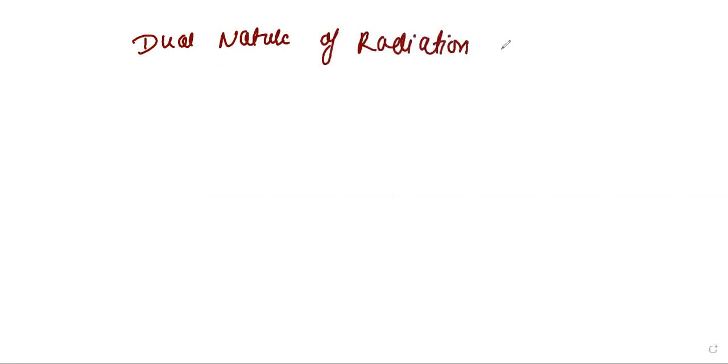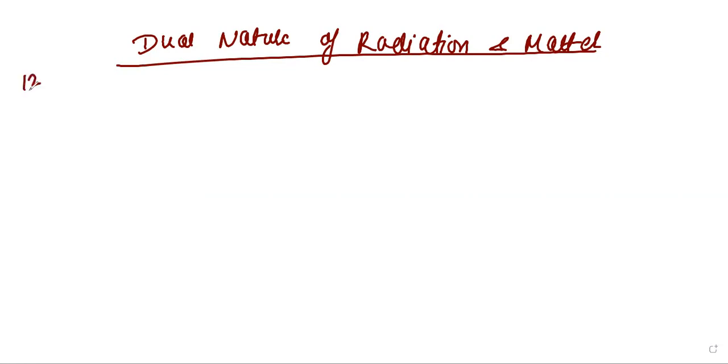Now we'll solve the next part of dual nature of radiation and matter. So now the next question is 12.1. It was asked in 2017 NEET.